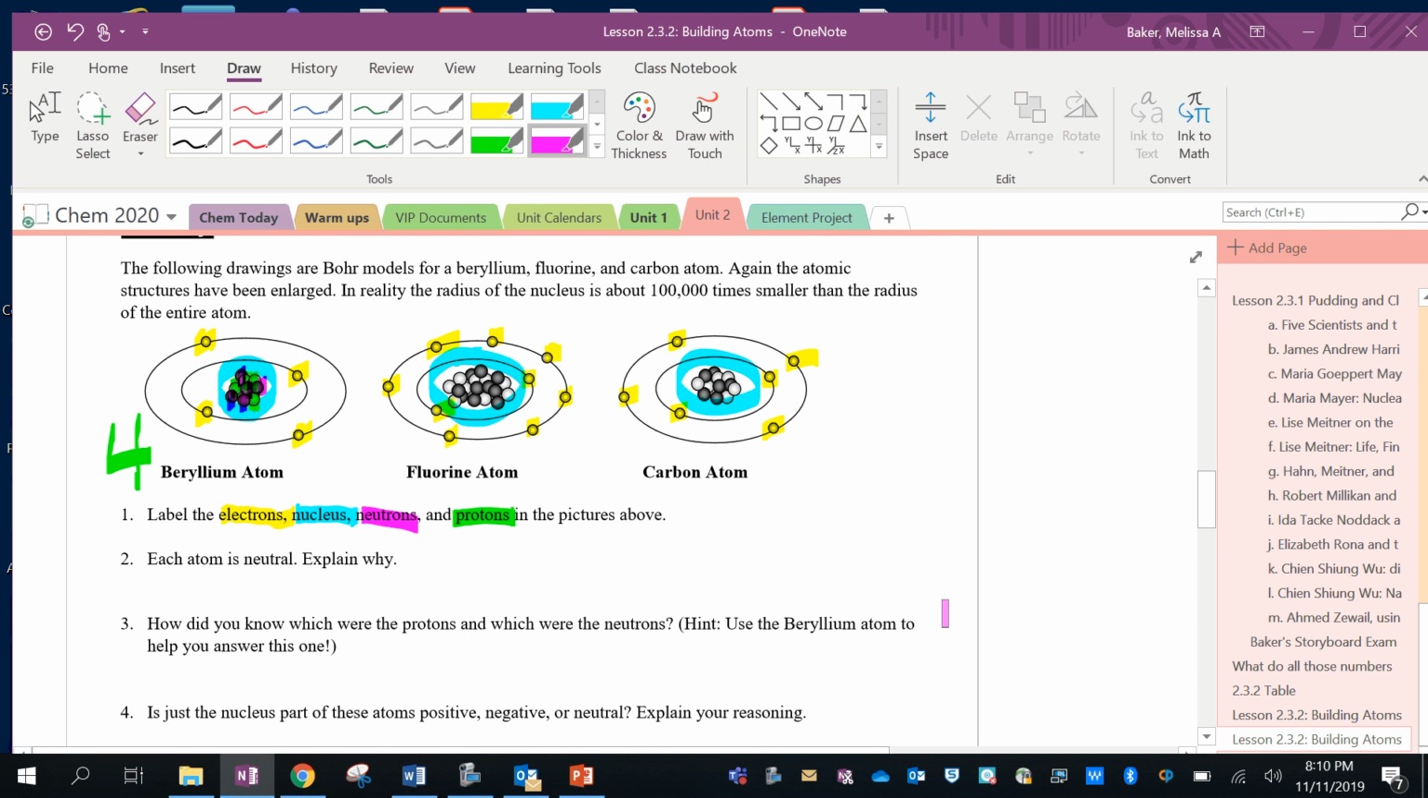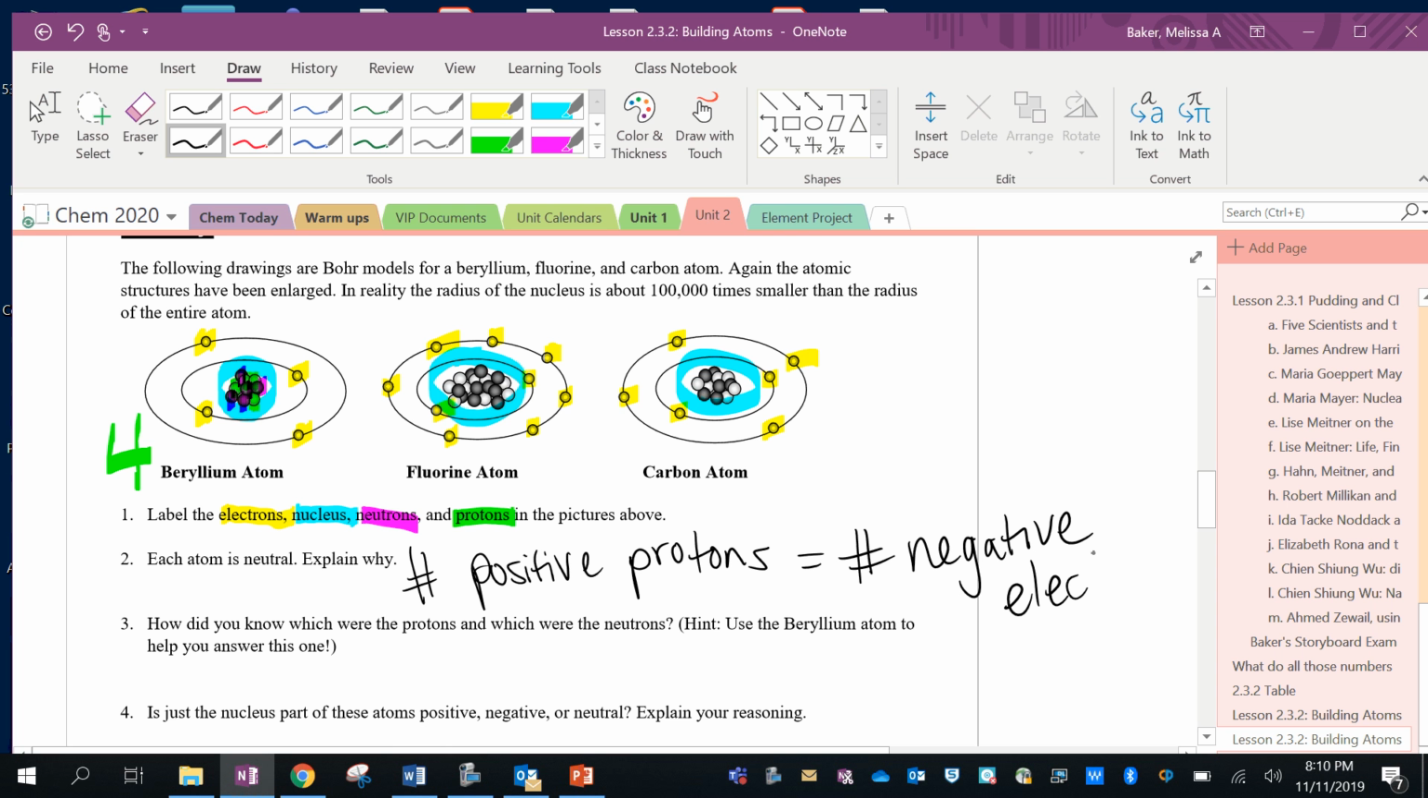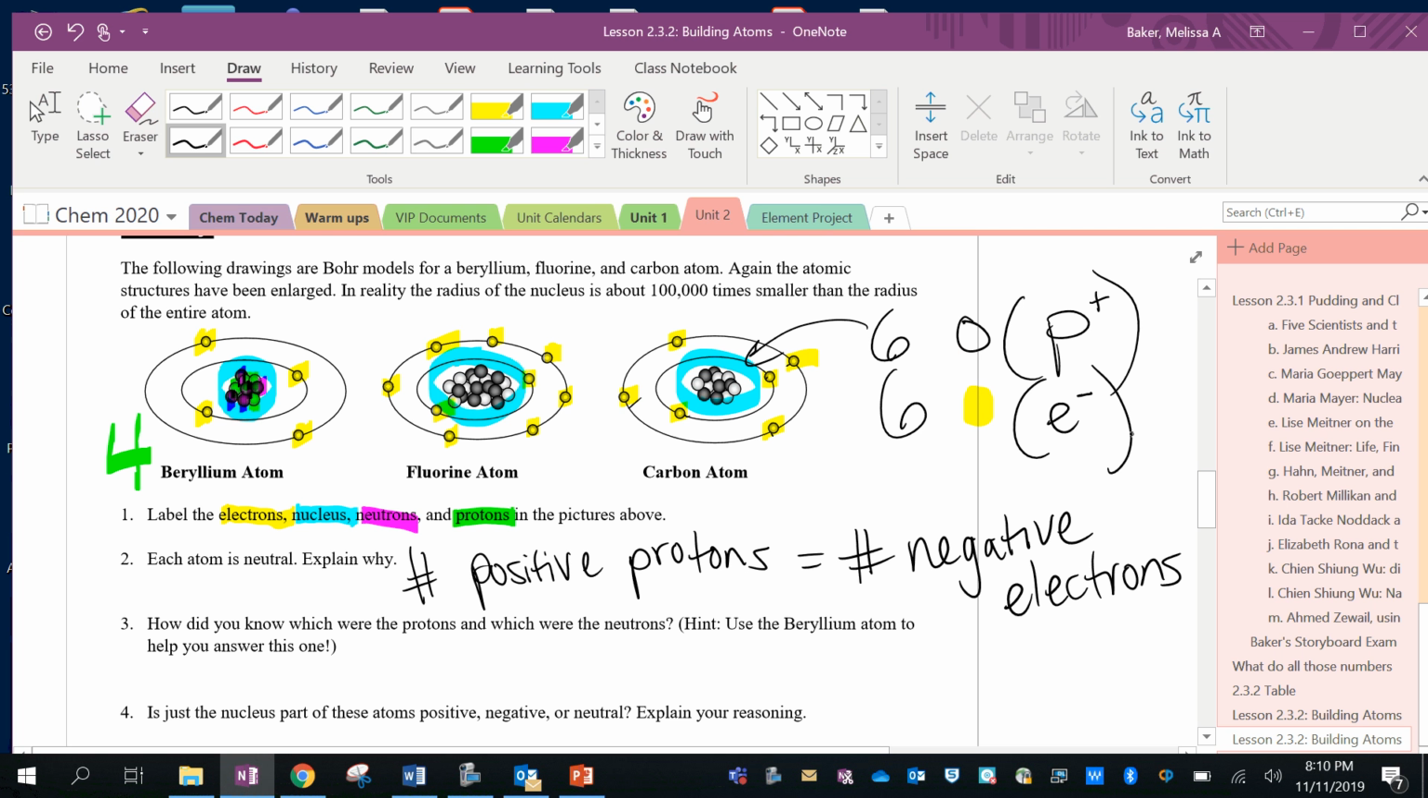And every single one of these atoms is neutral. Explain why. The number of positive protons is always equal to the number of negative electrons. So let's check out carbon, for example. This one has 6 of the white ones, so those are the protons. And it has 6 of the yellow ones, which are the negative electrons. So positive 6 plus negative 6 equals 0, which is what neutral means.